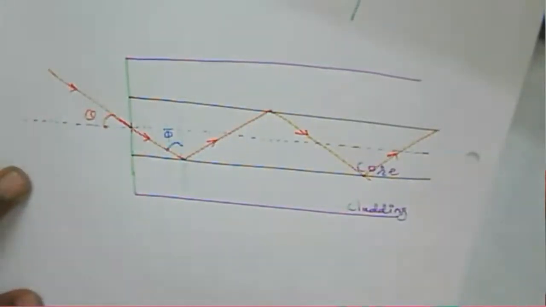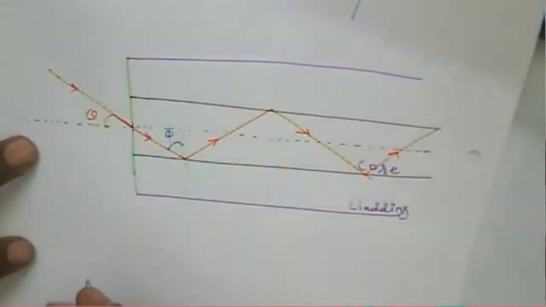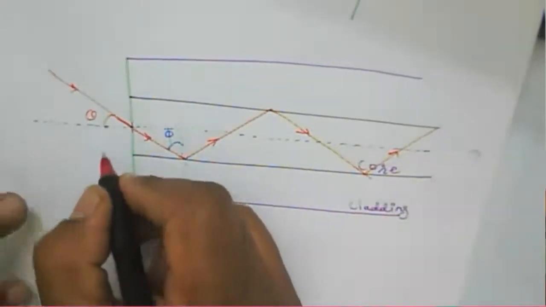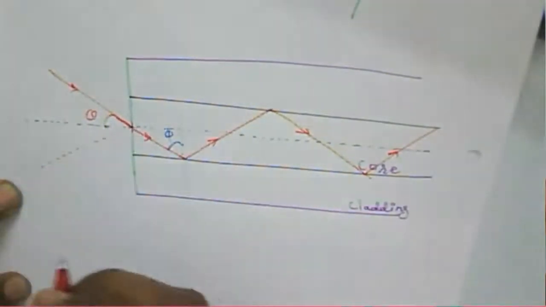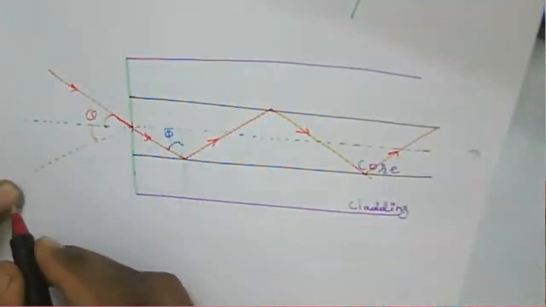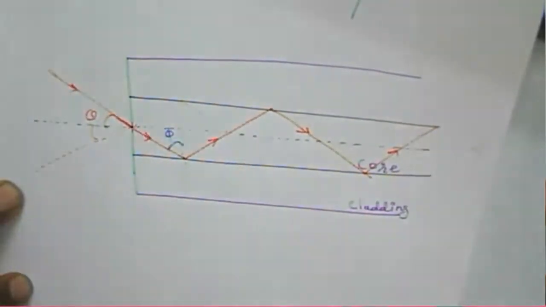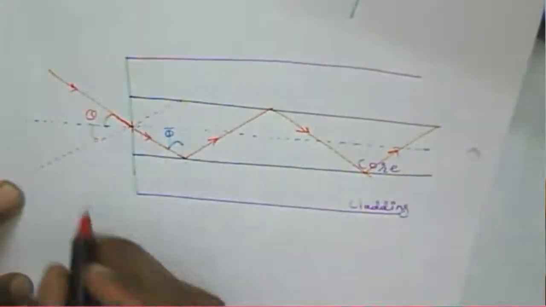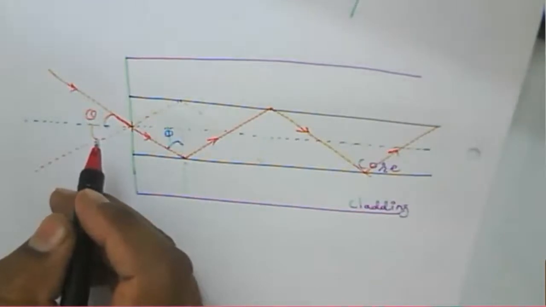Now, another ray we consider here. Suppose this one is another ray, and again this angle, in that case, it will reach here and be reflected from this. Likewise, if it makes an angle that is greater than the critical angle, then your light will be reflecting from this.